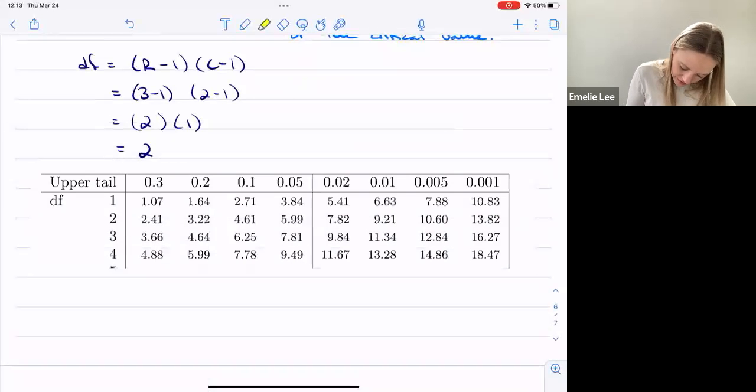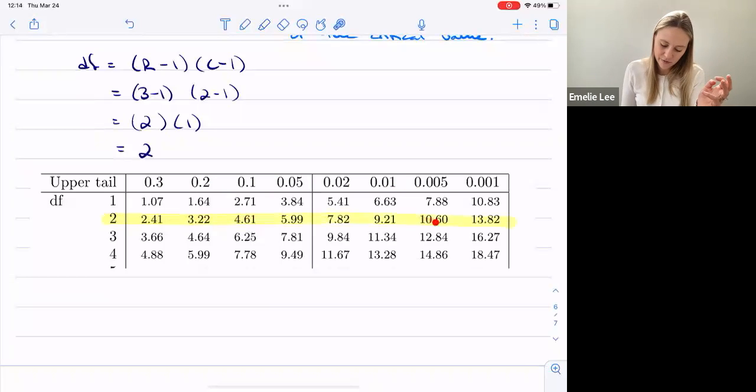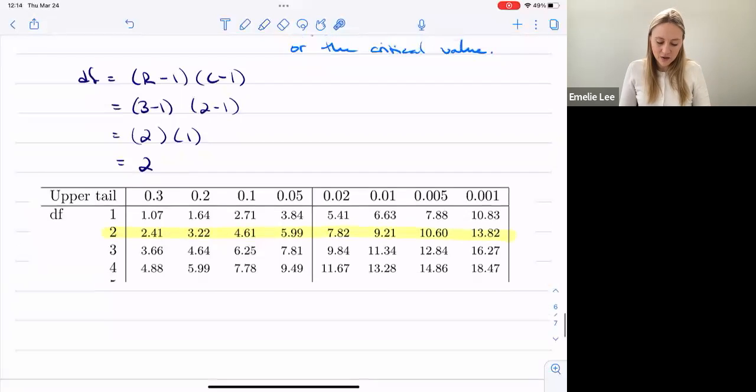And with 2 degrees of freedom, I focus on the 2 degrees of freedom line. I can't stray from there. Everything else just falls away, right? And so I focus on the p-value, the upper tail area, and my 2 degrees of freedom. Okay. And so now what do I do?